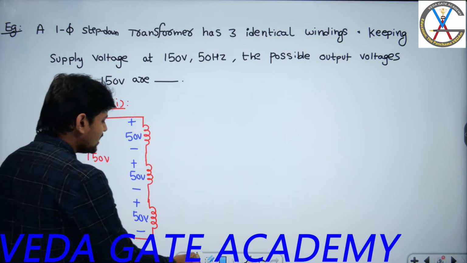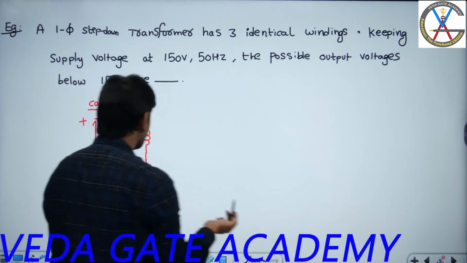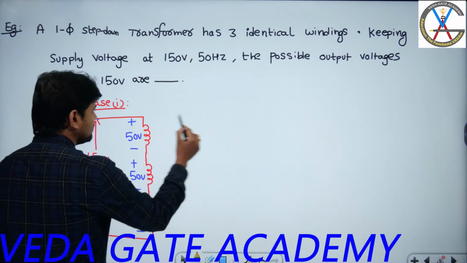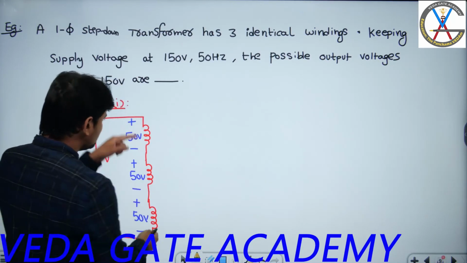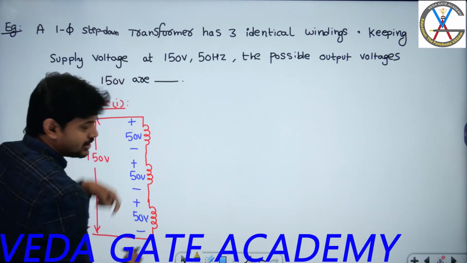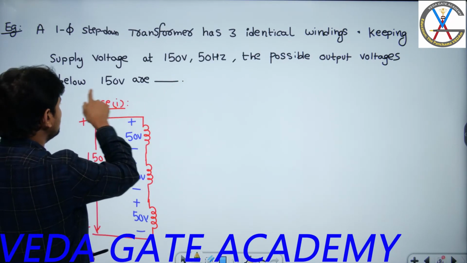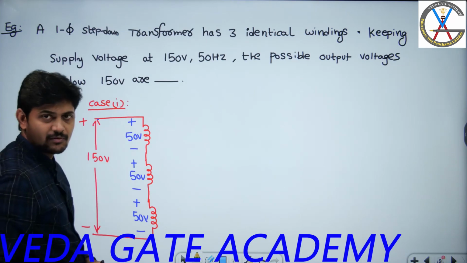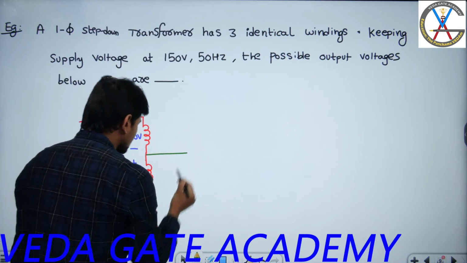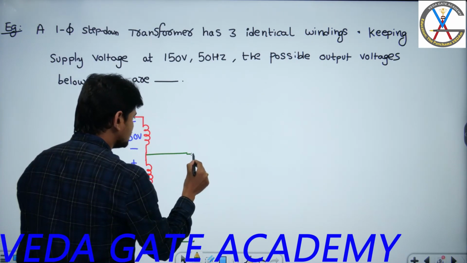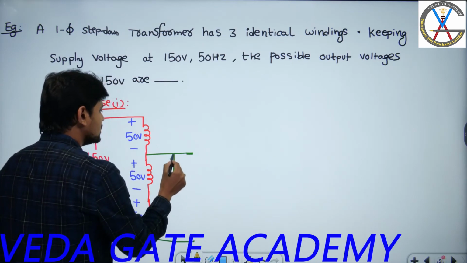Now, where can I measure the outputs? There are possibilities. Either I can measure the output voltage across this. For suppose if I measure the voltage across all three windings, then how much voltage will you get? Same 150. But I need to get the possible output voltages which are less than 150. Now, for suppose if I connect the load across this one, then what output voltage are you going to get?